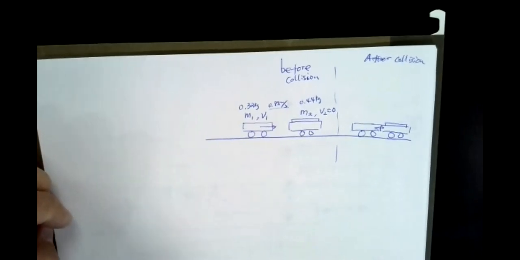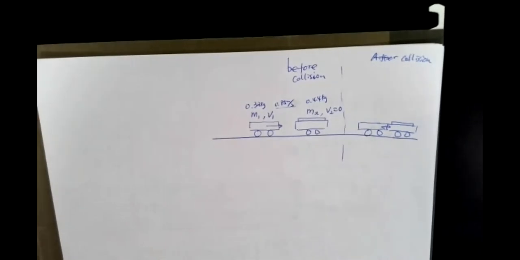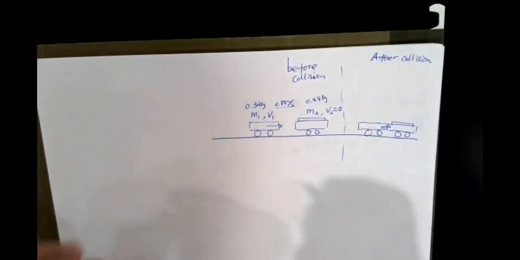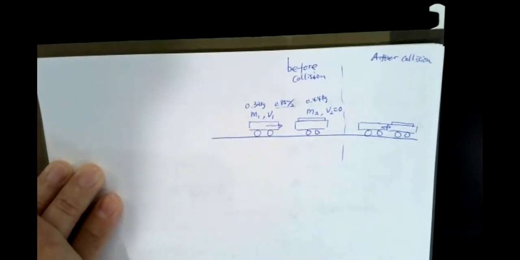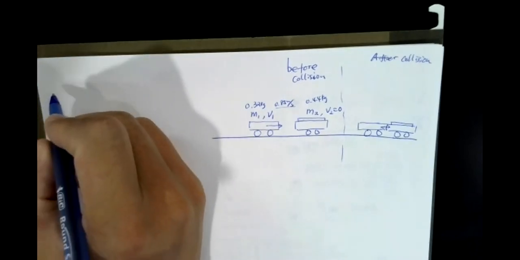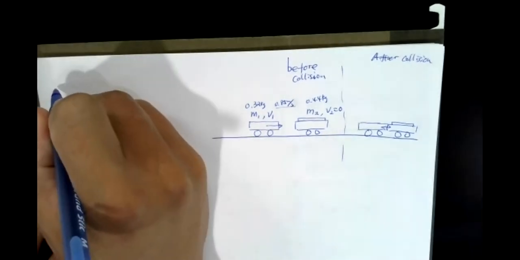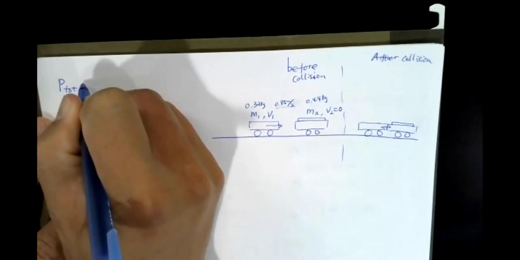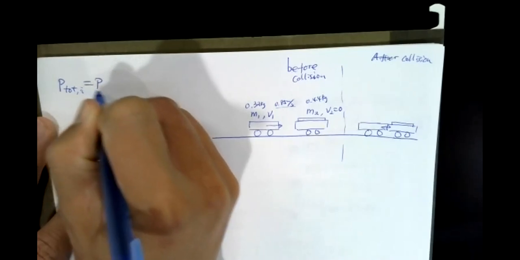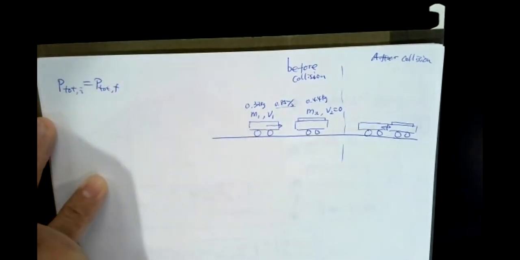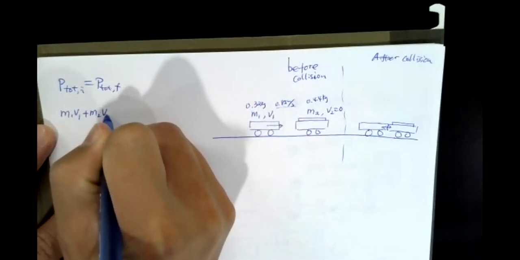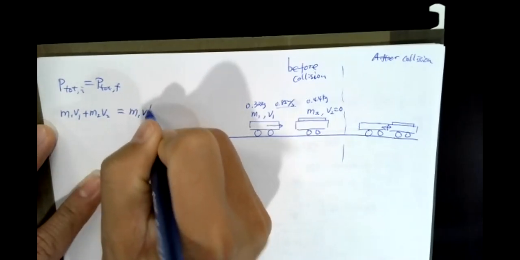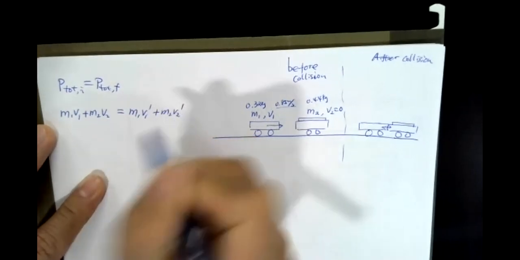Then it's going to be a totally inelastic collision, because when the two stick together, the loss of the kinetic energy will be maximum. If you remember when we discussed different collisions, that falls in the category of the completely inelastic collision. But you can still apply P total initial equal to P total final. So that's total momentum initial equal to total momentum final. Initially you'll have M1 V1 plus M2 V2 equals M1 V1 prime plus M2 V2 prime.